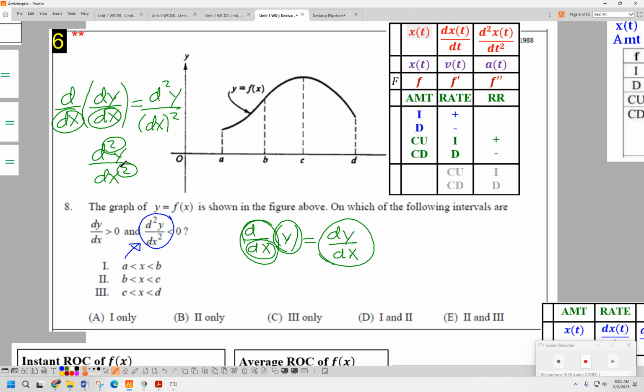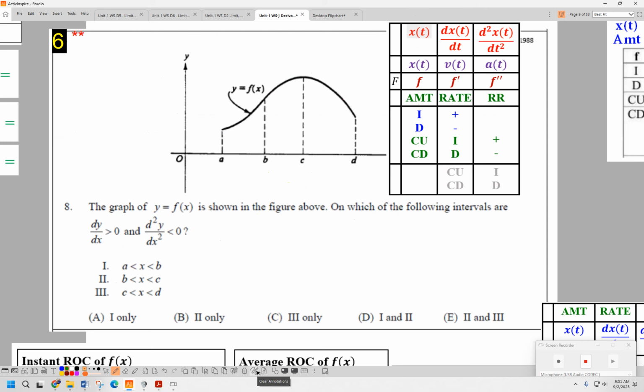Hey, so finishing off this problem, is that okay for now, Michael? Yeah. Okay. We know that the slopes of f are positive when f is increasing. That's from A to C. We know that the second derivative of f will be negative whenever f is concave down. That occurs here from B to D. Therefore, both items are true only from B to C. So the correct answer is right there.